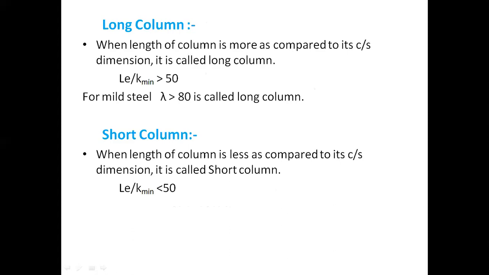So what is a long column here? When the column length is more as compared to its cross-sectional dimension, it is called a long column. It is decided based on L effective by R minimum, that is the slenderness ratio. When it is greater than 50, it is called a long column. Let us take the example of mild steel: when lambda is greater than 80, it is called a long column. Then what is a short column? When the length of the column is less as compared to its cross-sectional dimension, it is called a short column. It is decided when L effective by R minimum is less than 50.